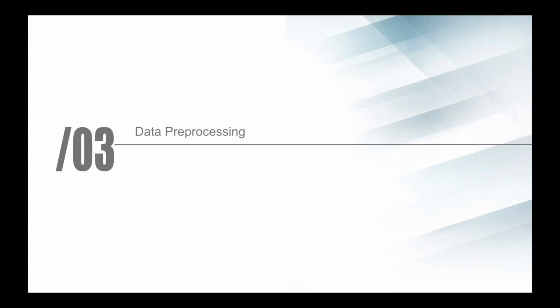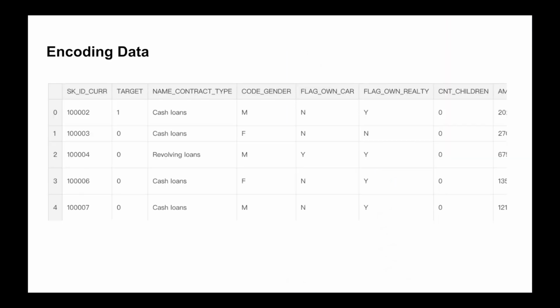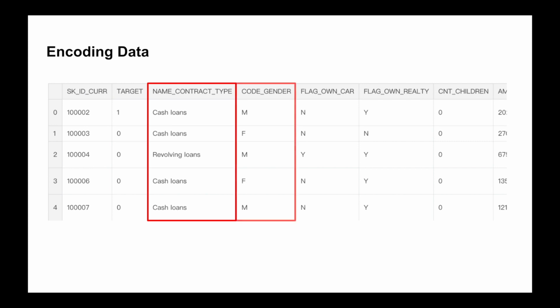Based on the exploratory data analysis, we are going to do some data pre-processing before we start to train the model. By data exploration, we found that there are some categorical variables in our data, like the contact type information and gender information. Most of the machine learning methods cannot deal with non-numeric data, so we need to find a way to encode them.